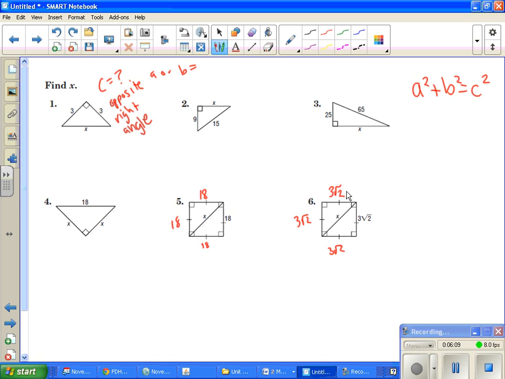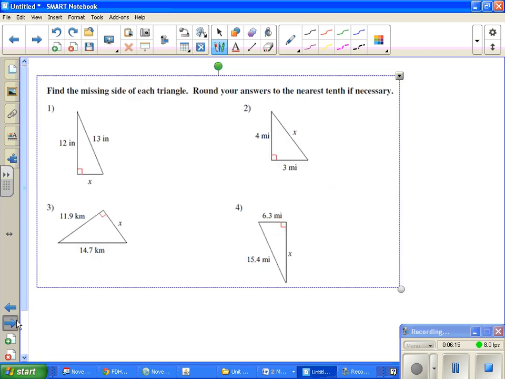And so really, you just need to solve for x in each one of these situations. When you get over to this side, same idea. And remember, you can use the calculators in your phones. You'll be just fine. All right? Hit it.